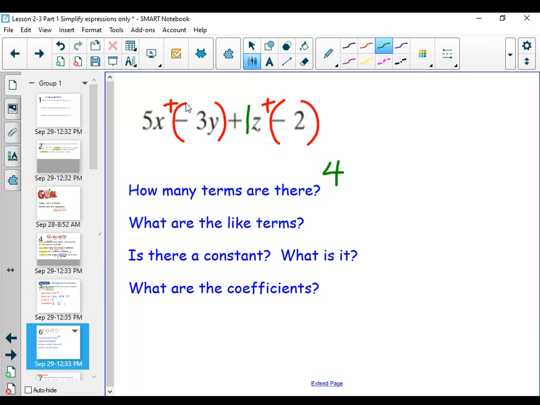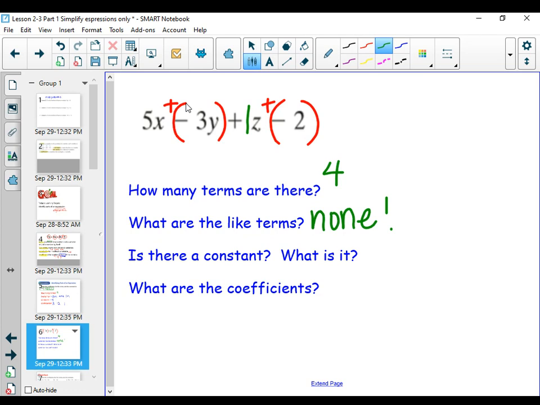What are the like terms? Identical variables. I see an x. I see a y. I see a z. What are the like terms? None this time. That happens. It could be a, b, c, d, e, f, g, h, i, j, k, l, m. You'd still have none that are like terms. That happens sometimes.